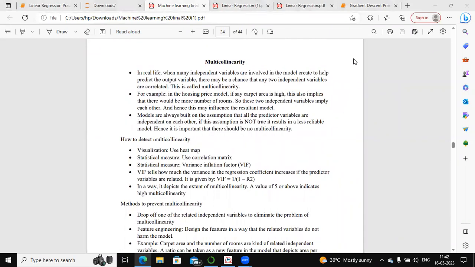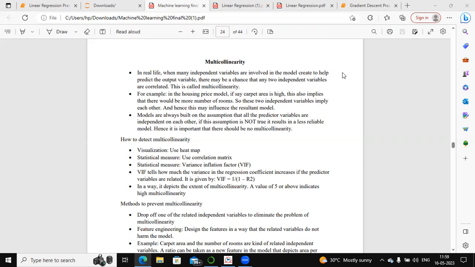So now let's discuss multicollinearity. In real life, when many independent variables are involved in the model created to help predict the output variable, there may be a chance that any two independent variables are correlated. This is called multicollinearity. For example, in a housing price model, if carpet area is high, this also implies that there would be more rooms. So these two independent variables imply each other, and hence this may influence the resultant model.